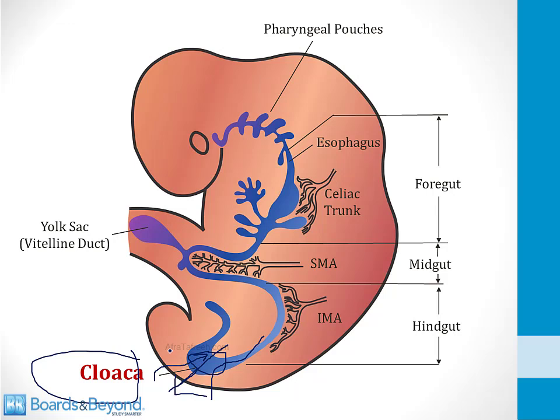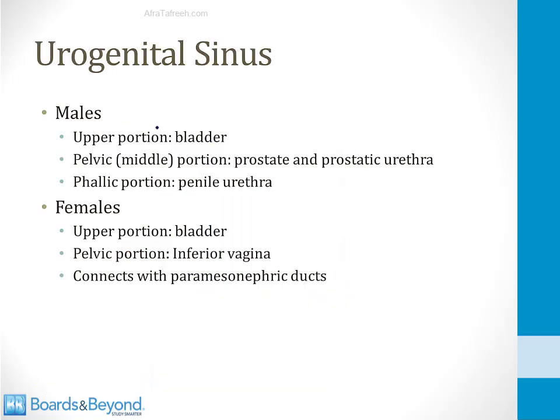That's called a sinus, and that will be called the urogenital sinus, which will give rise to some of the internal genitalia. It will also persist as a hole on the outside, and that portion of the urogenital sinus will give rise to some of the external genitalia, which we'll talk about later. In males, the upper portion of the urogenital sinus forms the bladder. The pelvic or middle portion forms the prostate and the prostatic urethra, and then there's another portion called the phallic portion, which forms the penile urethra.